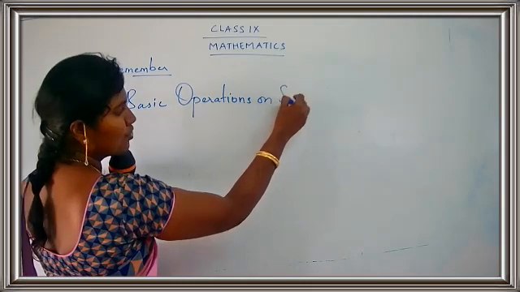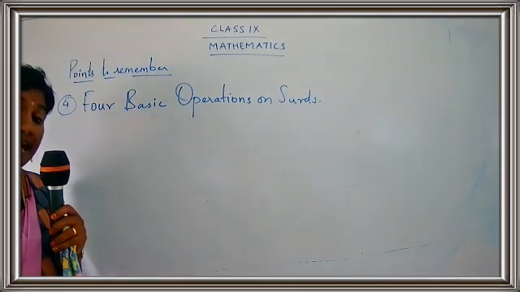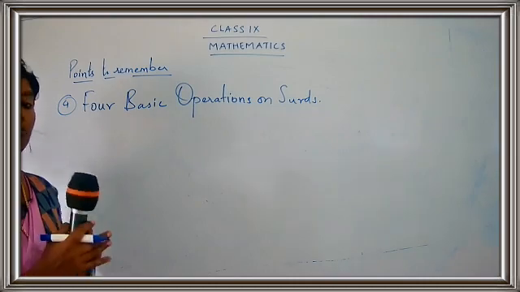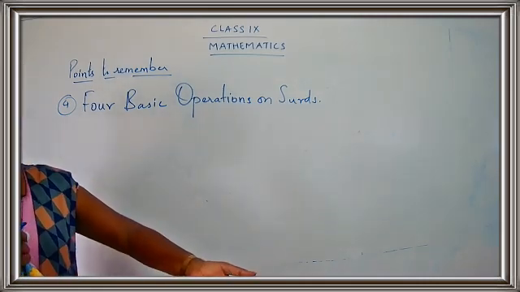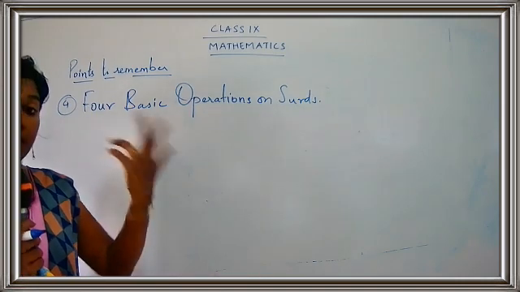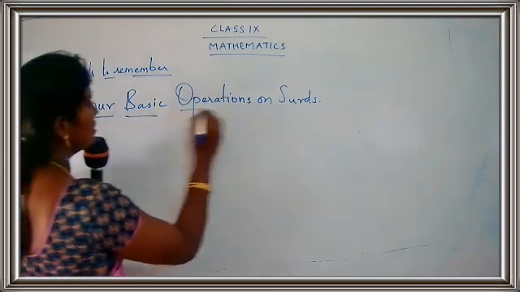Operations on surds. So you should know what is the definition for surd. What is a surd? A surd is an irrational root of a rational number. You take a rational number and you get an answer in irrational number. That is, if you take the root, you will get an irrational number. So 4 basic operations on surds.